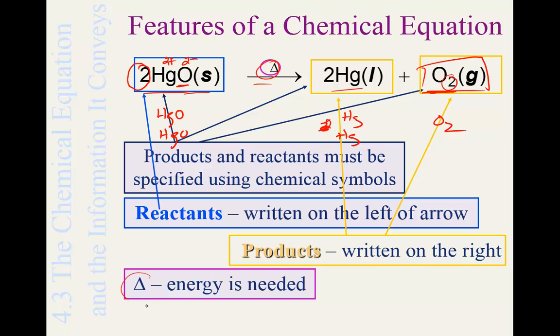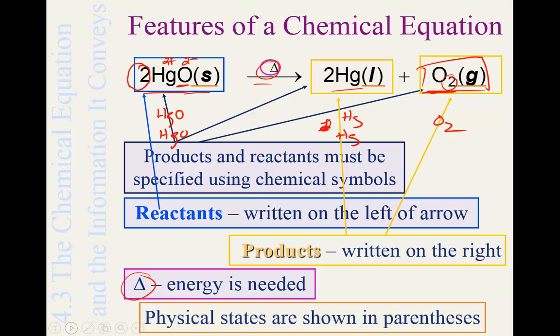Again, this is a new one probably for you, that delta means energy is needed. Yeah, mercury 2 oxide doesn't spontaneously change into mercury and oxygen. You have to add energy. And again, physical states are important. If I were looking at this, I'd look at the periodic table, and it says mercury is a liquid at room temperature and oxygen is a gas. And so this one would be a little harder, but a lot of compounds are solids at room temperature.